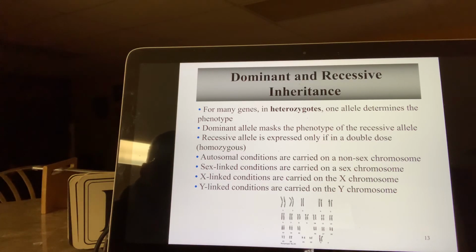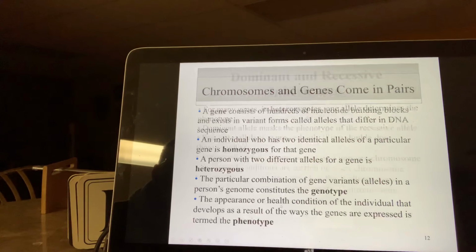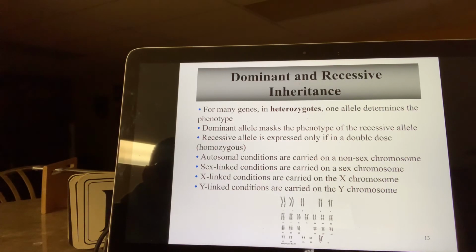So in a dominant-recessive inheritance pattern in the heterozygous condition, like we just showed, one allele dominates the phenotype. In other words, if you got two dominant alleles, one from each parent, or you got one dominant allele and one recessive allele from the other parent, you will still have a free earlobe. These two look the same because the recessive is completely masked by the dominant allele in a dominant-recessive relationship. The recessive allele will only be expressed if you got one from your mother and one from your father.